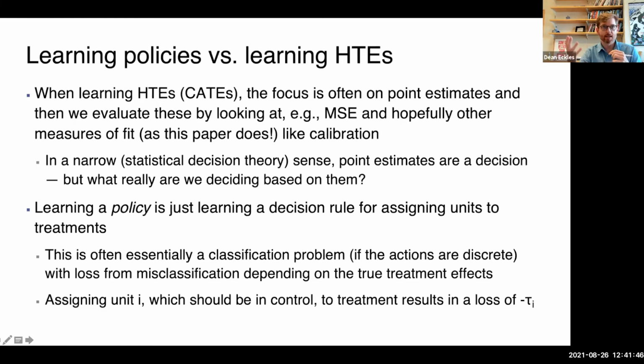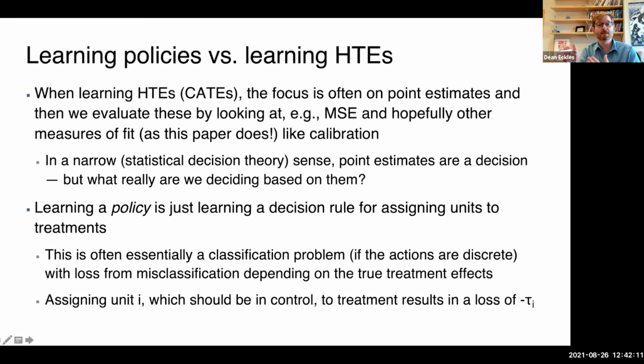And actually, I really like that this paper looks at questions of calibration. Of course, in some narrow theoretical sense, like statistical decision theory, we could say that these point estimates are a decision, and we have this loss function for our decisions. But what are we ever really deciding based on a whole bunch of estimates of heterogeneous treatment effects? What's the point of doing that? And I think there are some good answers to that.